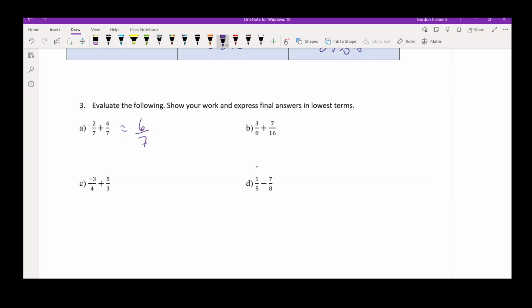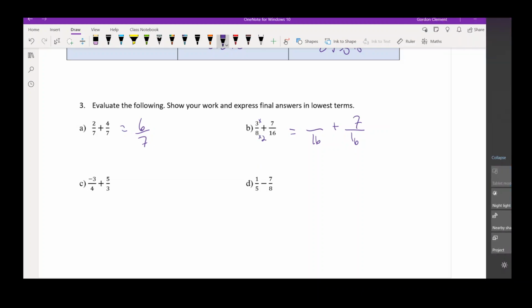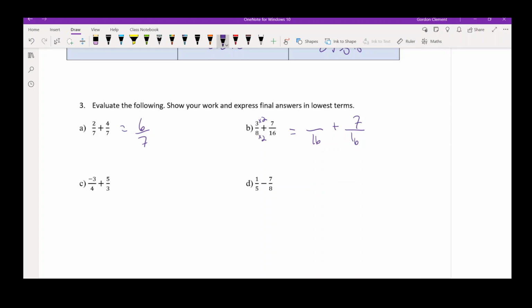In B, we don't have a common denominator to start out, so we've got to make one. I'd ask myself, what's a number that 8 and 16 both go into? Well, this one works out nicely because they can both be turned into 16. So the second fraction doesn't have to change. The first fraction, 8 times 2 is 16. So whatever you do to the bottom, you do to the top. You get 6 over 16. Add the tops, keep the bottom the same. There's our final answer. That one does not reduce.